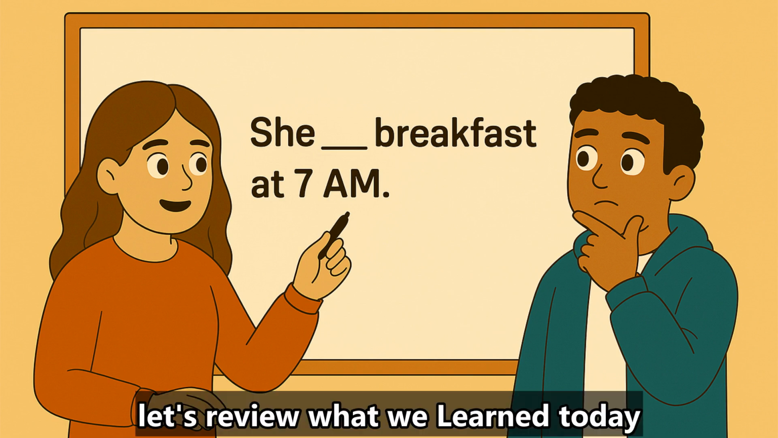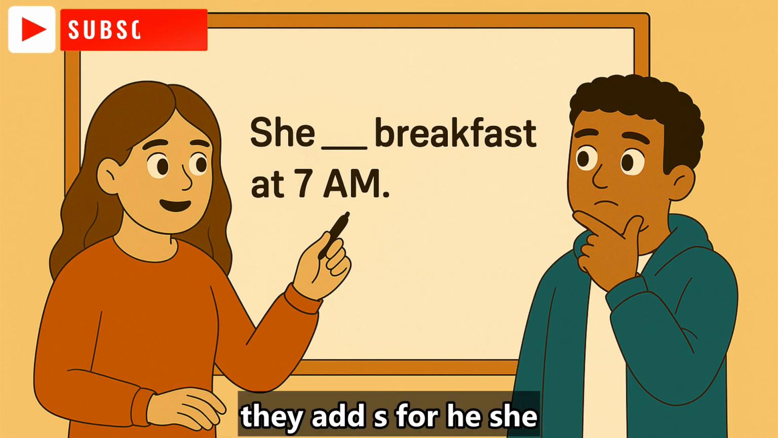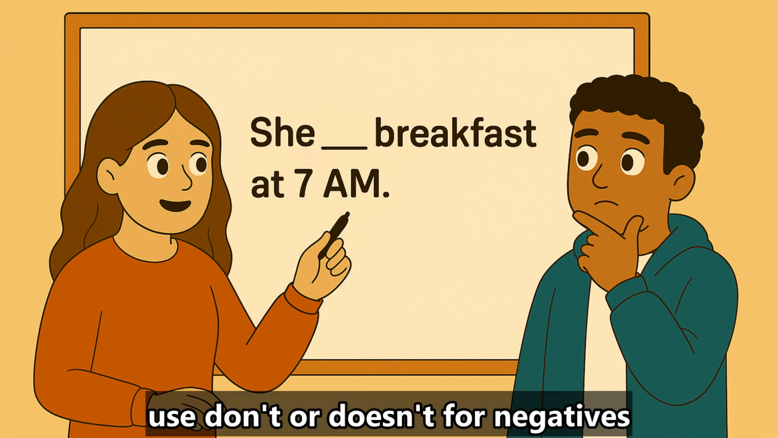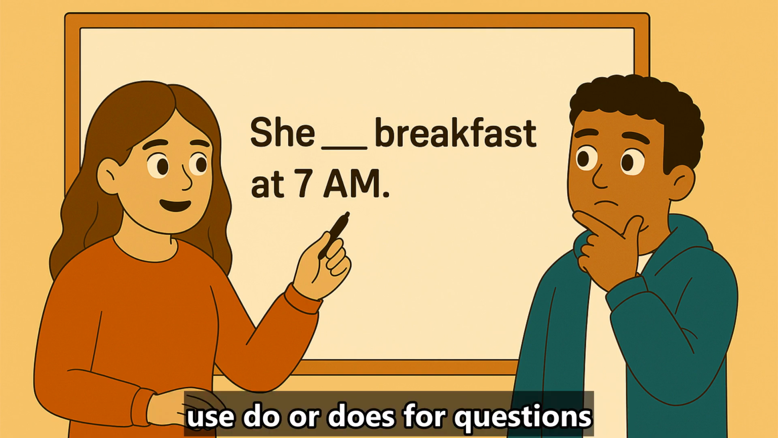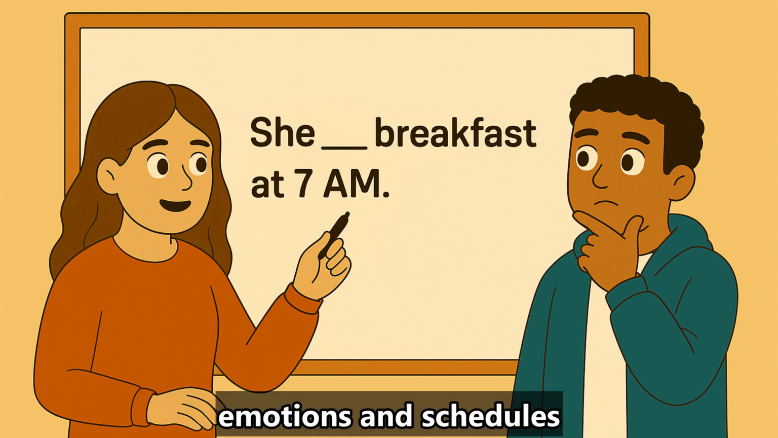10. Wrap up and tips. Let's review what we learned today. Use base verbs for I, you, we, they. Add s for he, she, it. Use don't or doesn't for negatives. Use do or does for questions. Use simple present for habits, facts, emotions, and schedules.